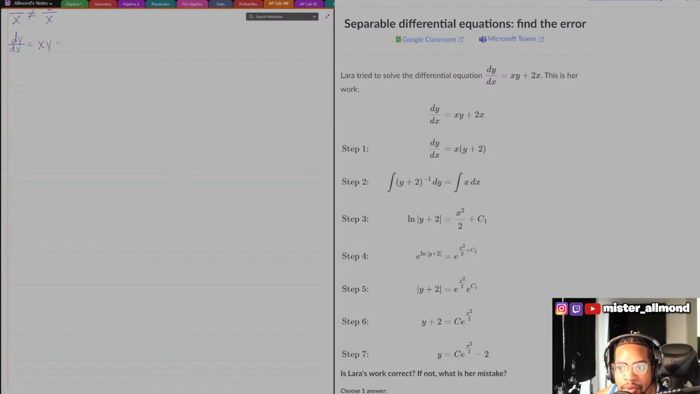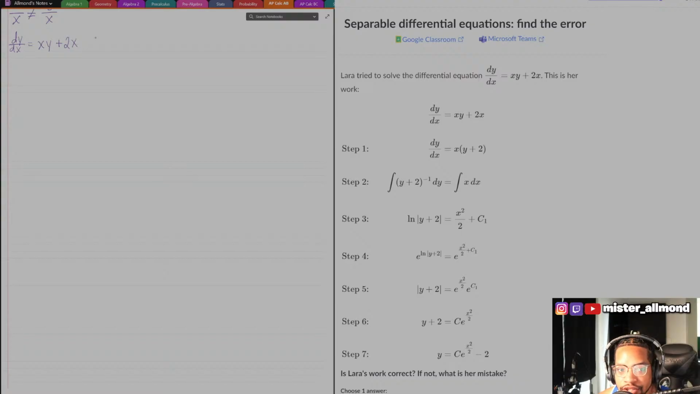So I got xy plus 2x. And in order to get y by itself, I know that we got to separate. This is technically the BC course, but this topic right here is AB. So yes and no to answer your question, James.